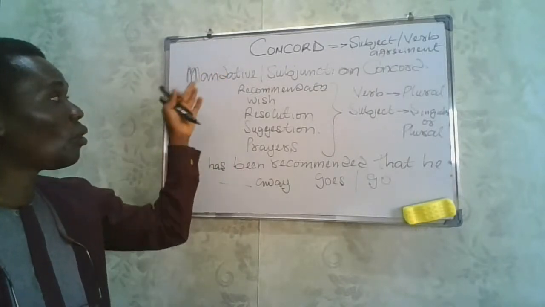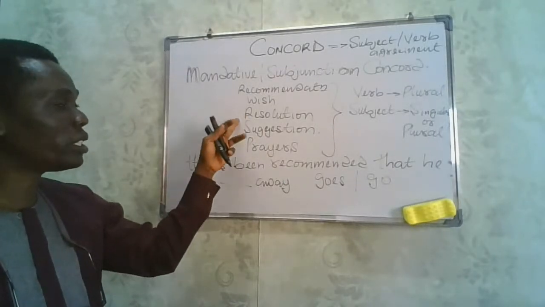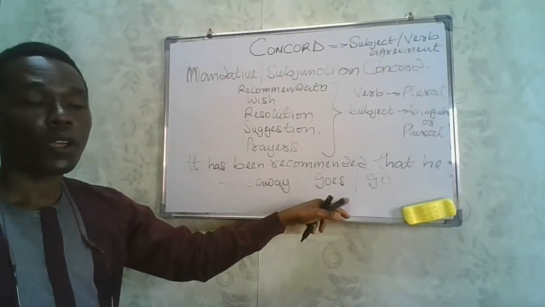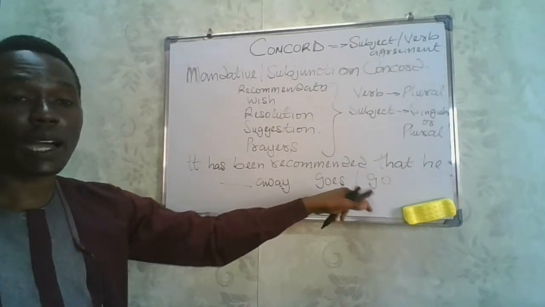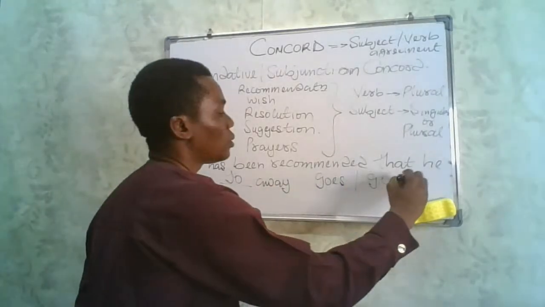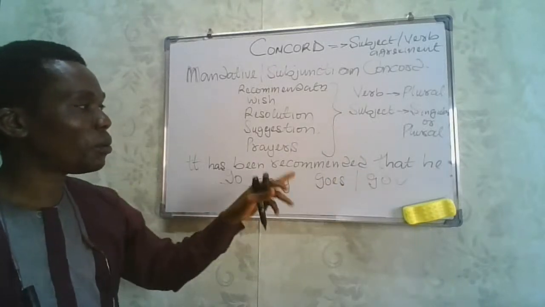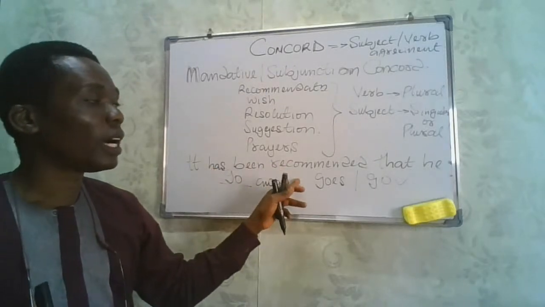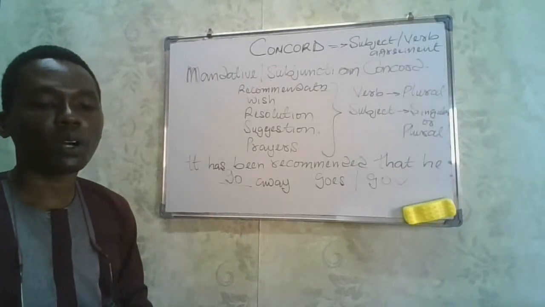Now, according to the rule of mandative and subjunctive concord, whenever you have recommendation, wish, resolution, suggestion, or prayers, the verb should be what? Plural. So which of these is a plural verb? A plural verb does not have S. So the right option is go. It is not goes, because go is a plural verb. So even if the subject is singular or plural, the verb must be plural.